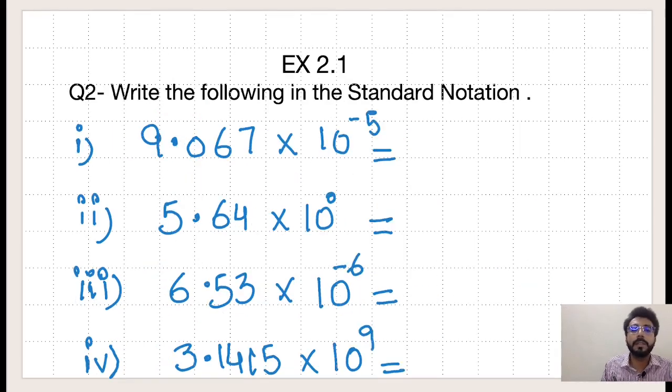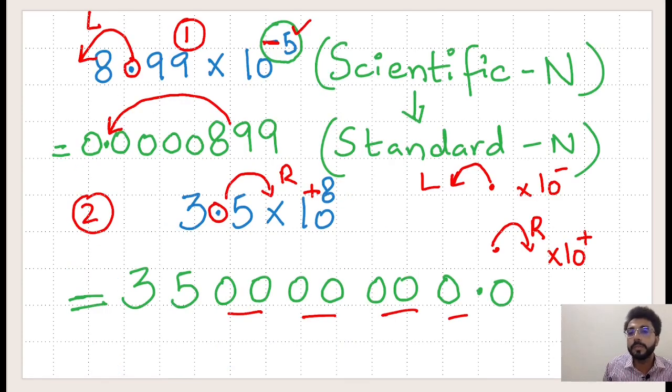In the next question, number 2, write the following in standard notation. Now in this part, the scientific notation is given. We have to convert it into standard notation. So let's start. Students, we have already understood in the previous example number 1: if the exponent is negative, we move the decimal point toward the left side. And if the exponent is positive, we move the decimal point toward the right side. So now start the question.